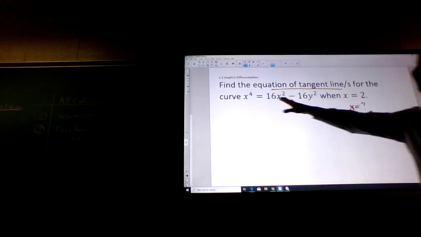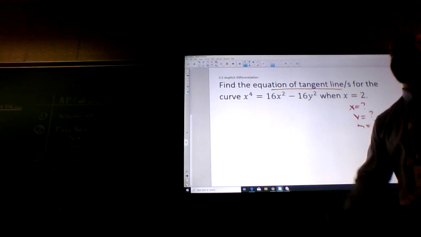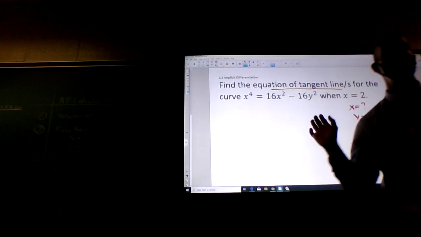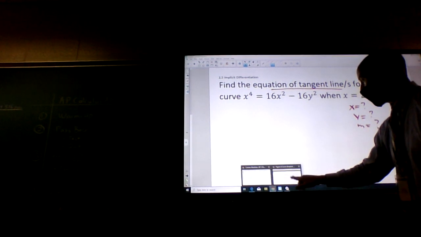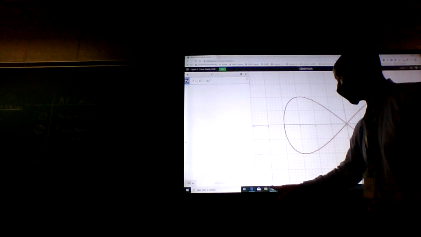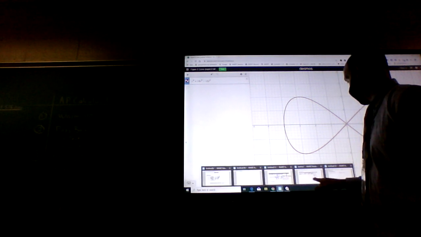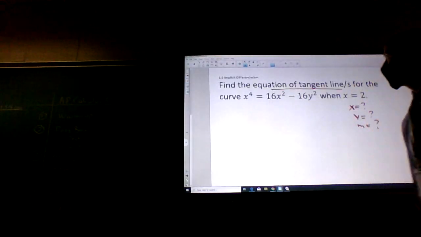This equation is written implicitly. Notice it doesn't have y by itself. It doesn't even have x by itself. Now be nice, even though this graph is crazy, be nice if calculus worked on it too, wouldn't it? So it turns out that it does work, and I'm going to show you how to get that, hopefully.